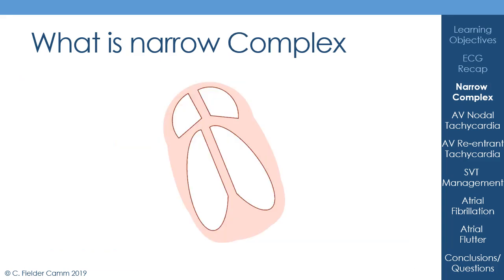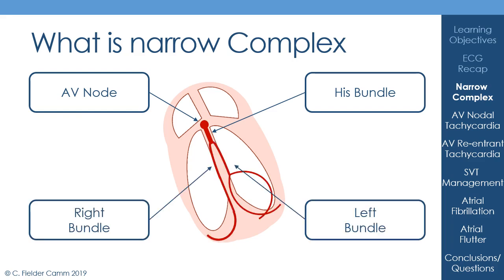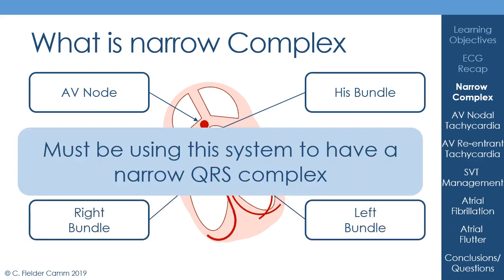So just to emphasize this again, in a narrow complex tachycardia, the depolarization of the ventricles goes via our AV node, His bundle, and then our bundle branches. And it has to be using this system really to be a narrow QRS complex. Okay, and I think that's a really important take-home message from this lecture.